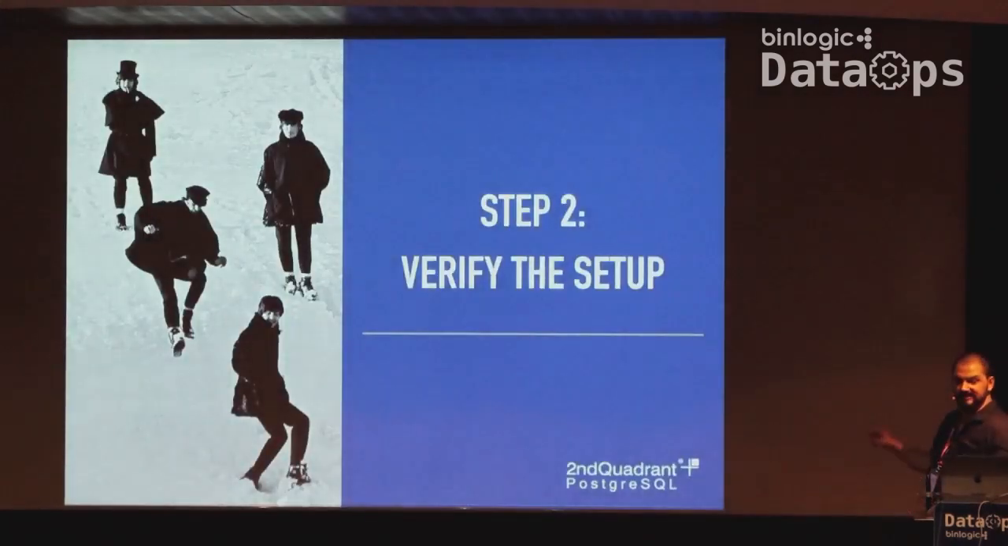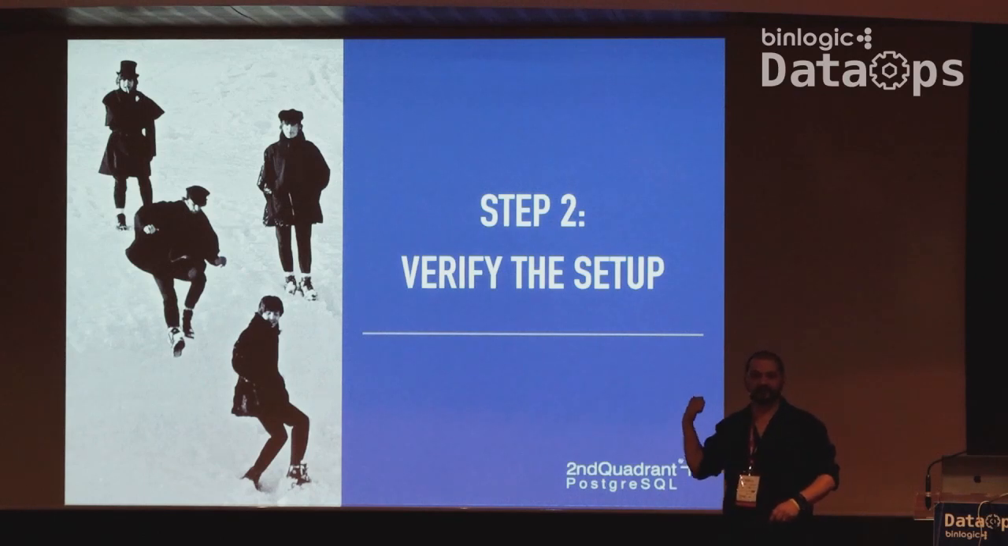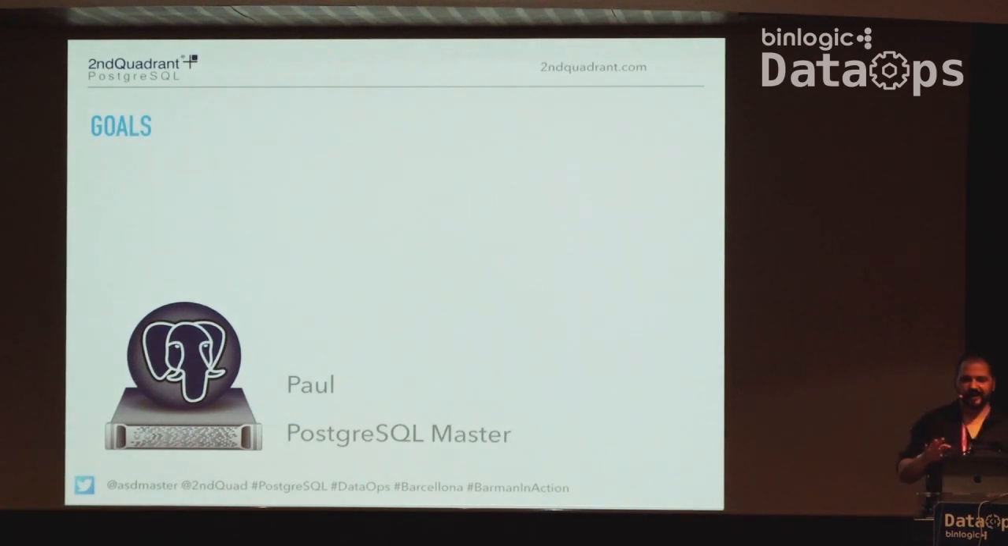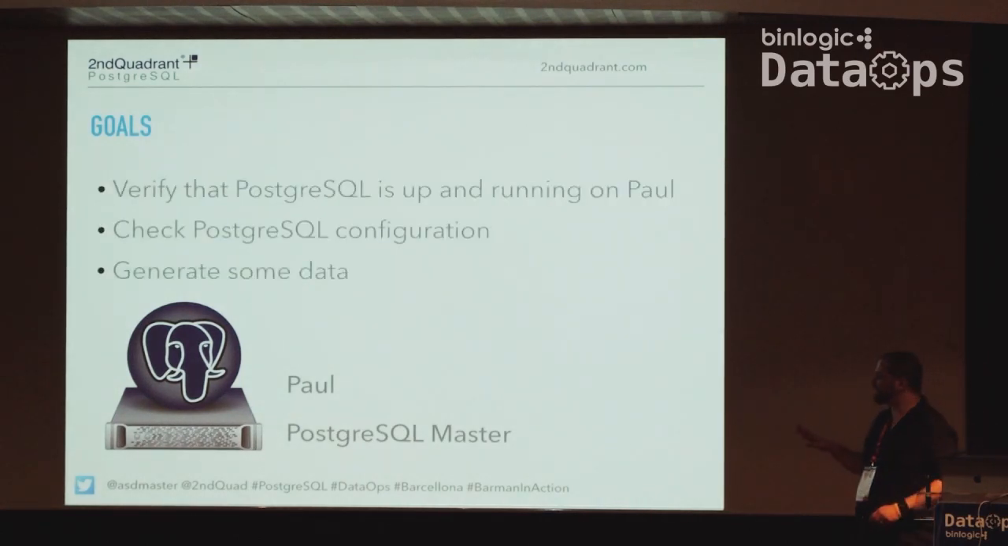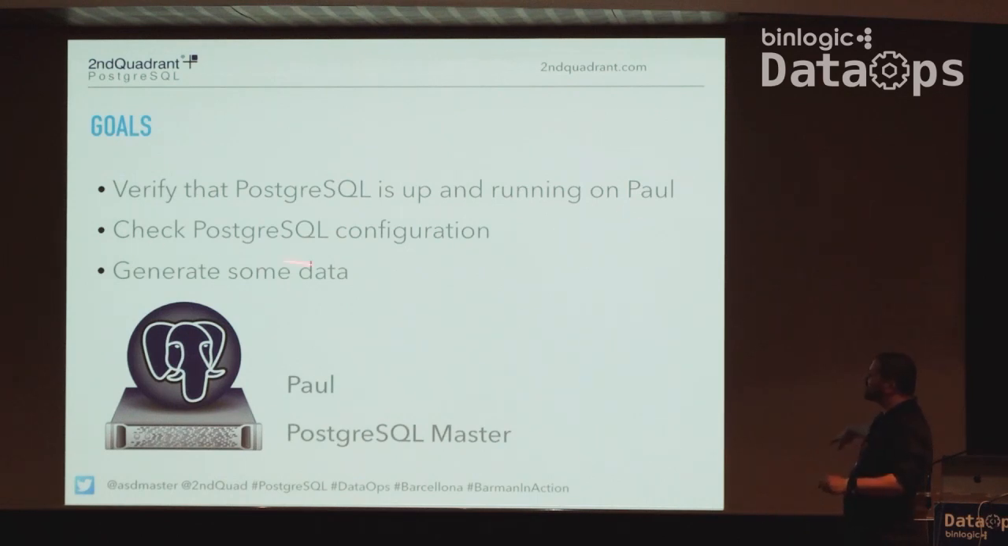Already did that, okay. Step 2, we have to verify that everything is running at the moment. So I executed the playbook, and everything is hopefully in place. What we have to expect is that we have at least one server, Paul, that is, let's call it, the PostgreSQL master at the moment, that has Postgres running. So verify PostgreSQL is up and running, check the PostgreSQL configuration, and generate some data using pgbench.